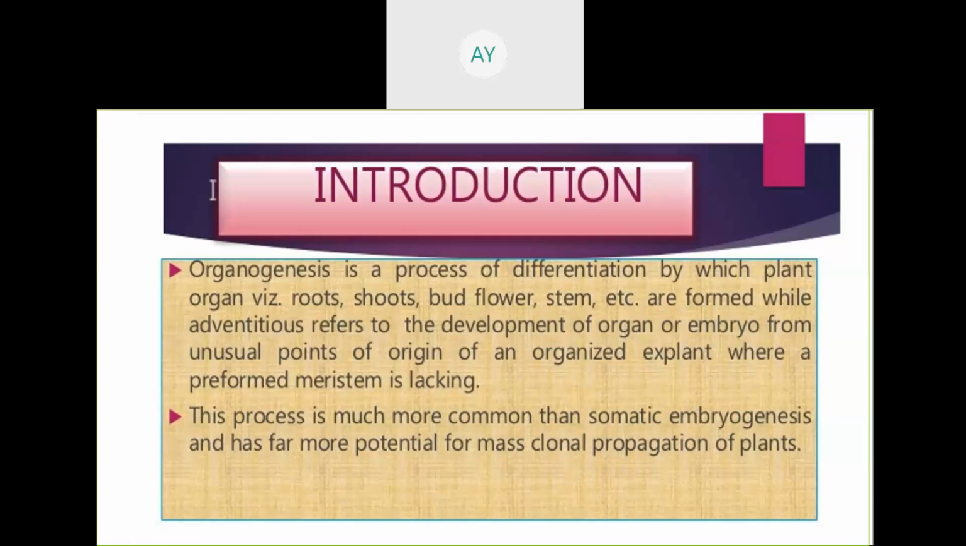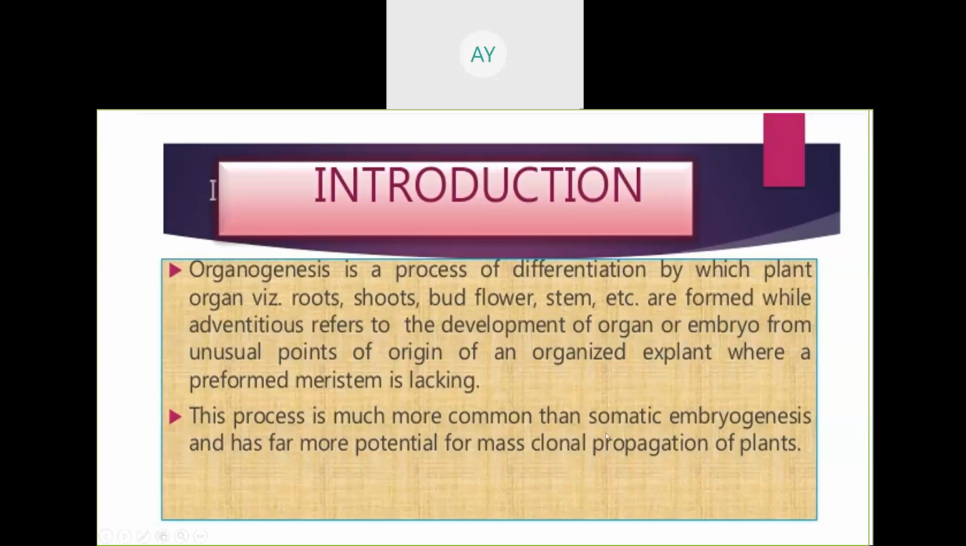This process is much more common than somatic and has more potential for mass clonal propagation of the plant. Means it is common, and we can easily multiply the plant with the help of somatic embryogenesis than the normal embryogenesis. Normal embryogenesis means transfer of pollen grain to a stigma of the flower, then there is a fertilization, then zygote formation, then that zygote develops into embryo. So that is known as zygotic embryogenesis.